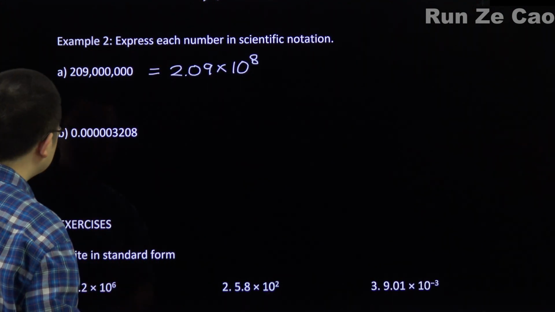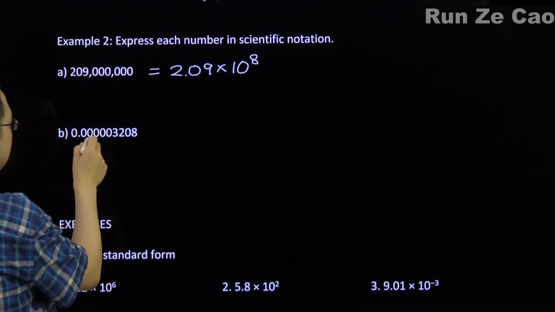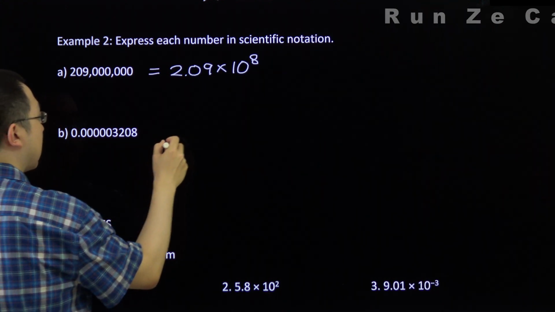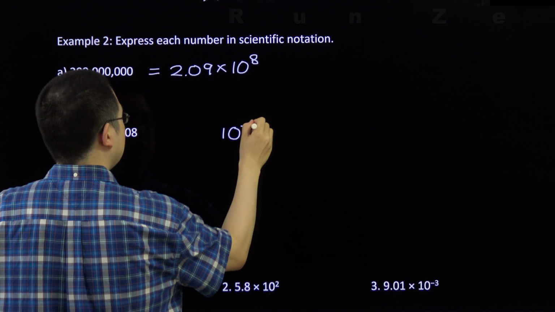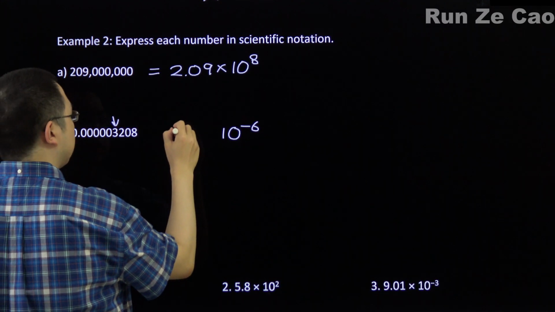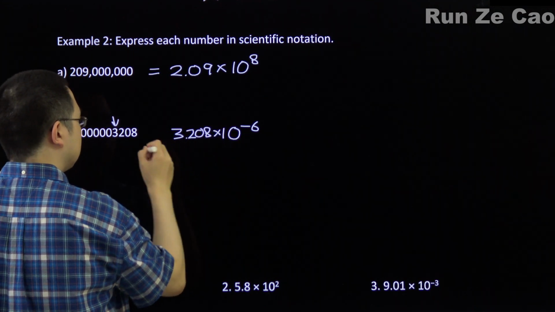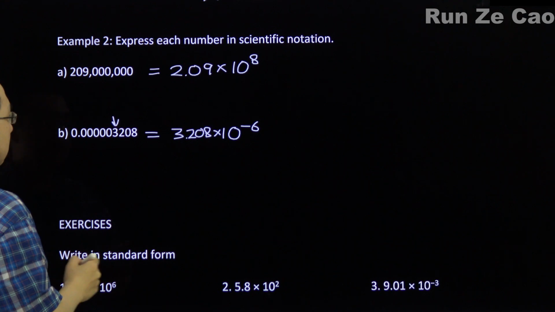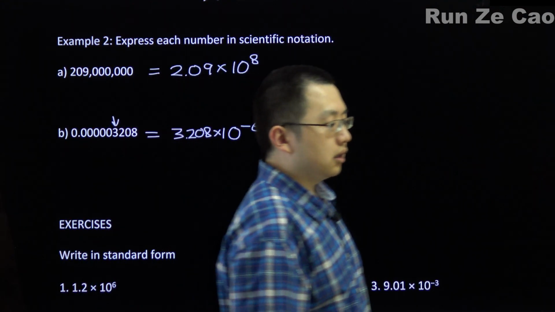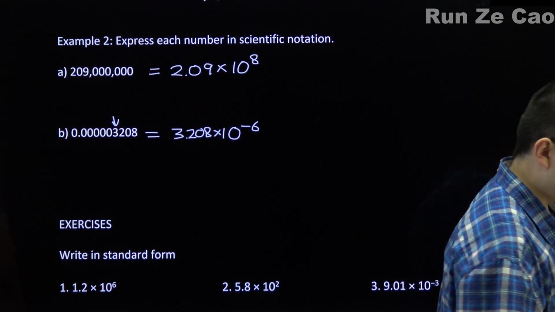Here, though, we have to go 10 to the 0th, negative 1, negative 2, negative 3, negative 4, negative 5, negative 6. So 10 to the negative 6 to get us to this position. And then it'll be 3.208. 3.208 is the numbers that are not just placeholders.